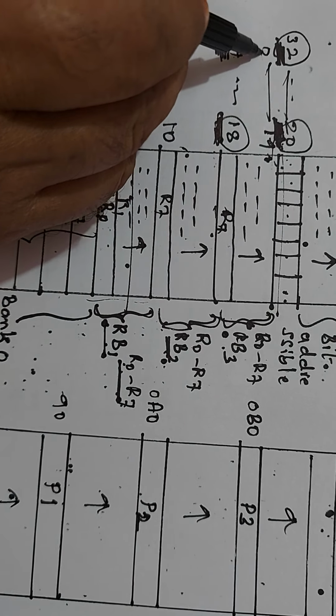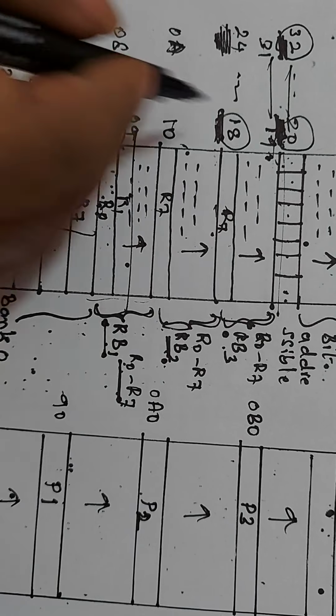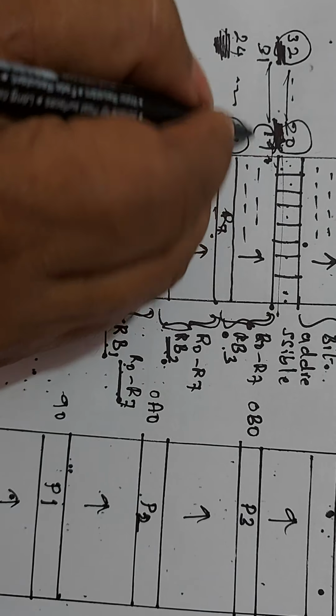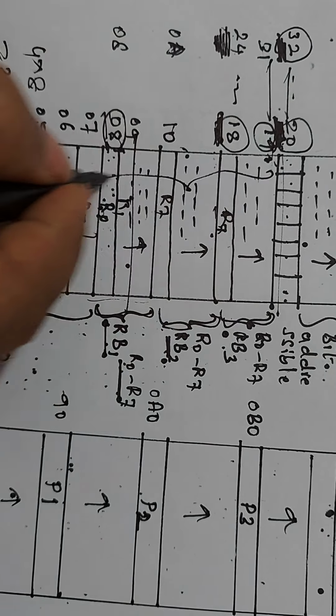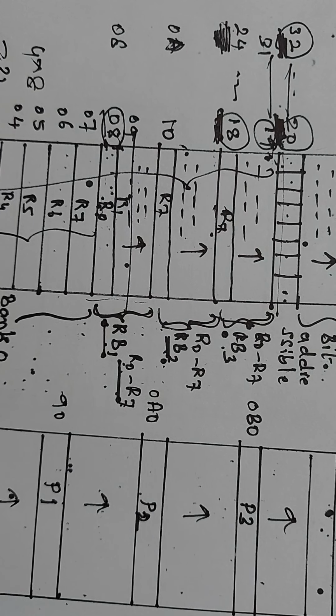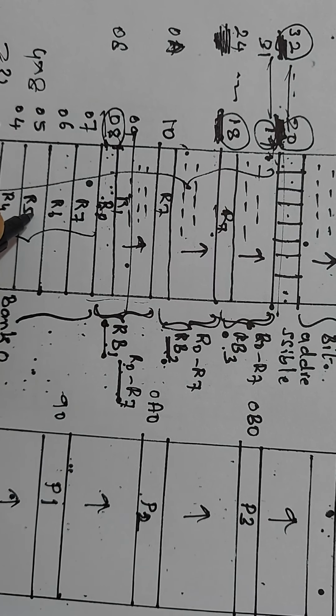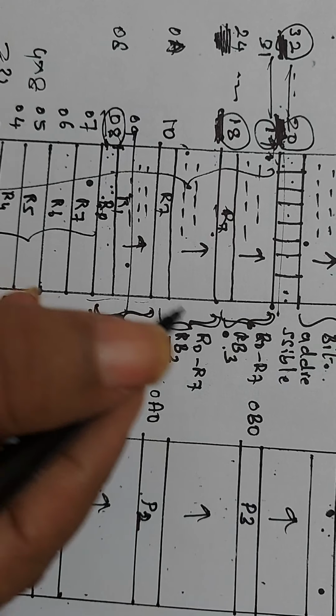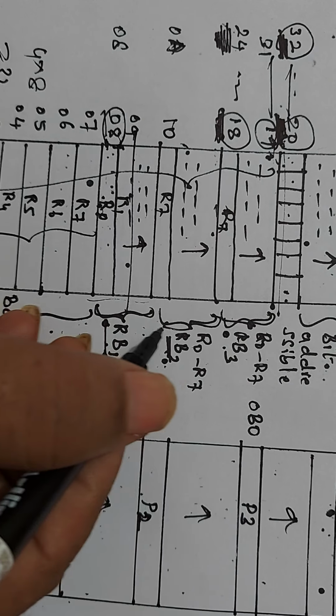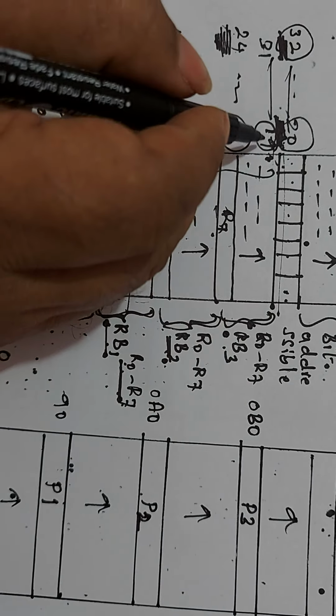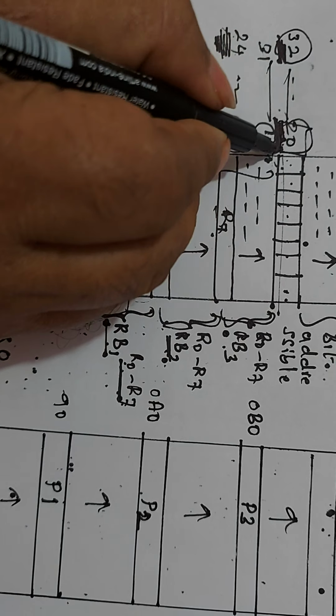19 means 31, including 00, 32. From 00 to 19, it is used as registers R0 to R7 in different banks: Bank 0, Bank 1, Bank 2, Bank 3. After this 19, it starts from 20.